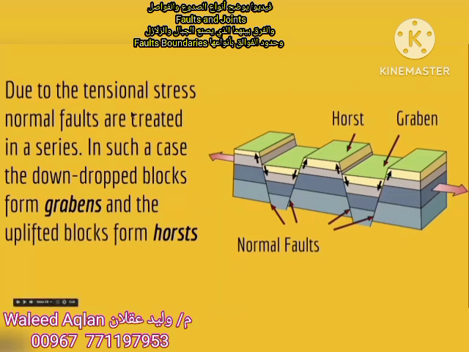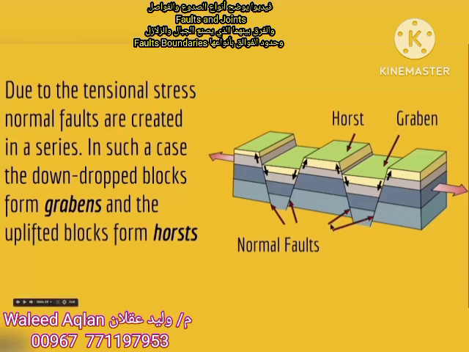So due to the tensional stress, normal faults are created in a series. In such a case, the down dropped blocks form grabens and the uplifted blocks form horsts. So this is a horst, this is a graben, and usually you can see them in mountain ranges. When you have tensional stress, you get areas that get depressed, and those areas are called grabens, and you get areas that get uplifted. Those areas are called horsts, just like in this picture.